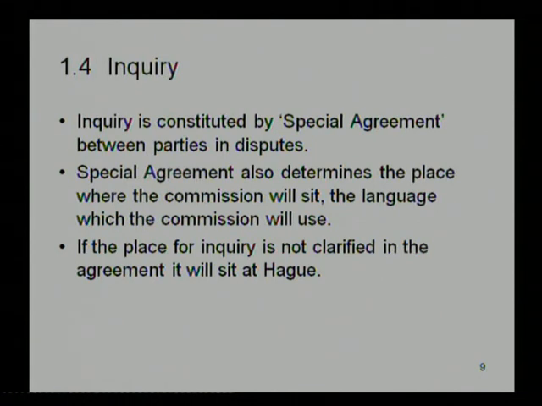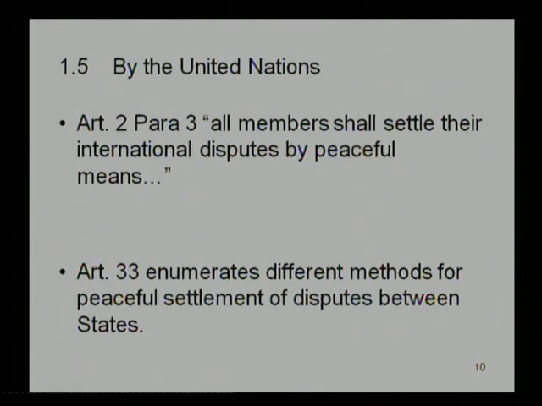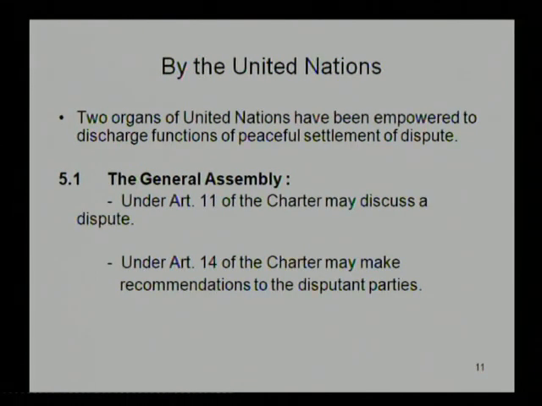The next method available for the settlement of dispute is by the United Nations. Article 2, para 3 of the Charter of the United Nations says all members shall settle their international disputes by peaceful means. So, the Charter itself provides the peaceful methods to settle the dispute, and Article 33 enumerates different methods for peaceful settlement of disputes between states, which we are discussing, which are negotiation, conciliation, mediation, inquiry, etc.